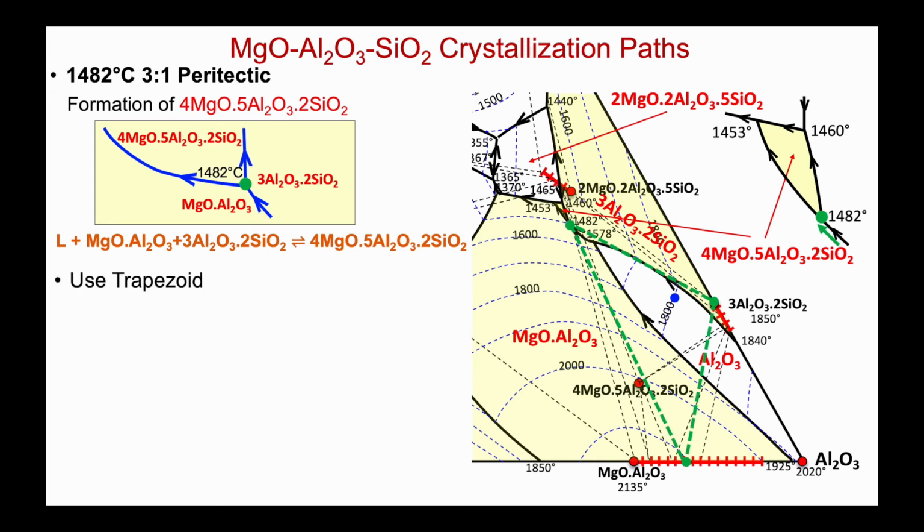Let's use the trapezoid to connect those four compositions. Here it is, and let's be careful. Liquid, 1482. This is my 3Al2O3-SiO2 solid solution. This is my spinel solid solution. And here is the new phase that's forming.